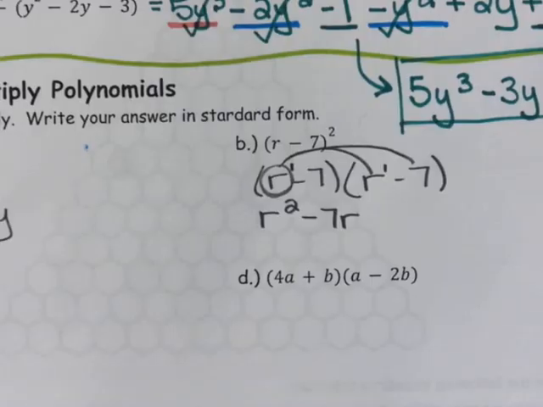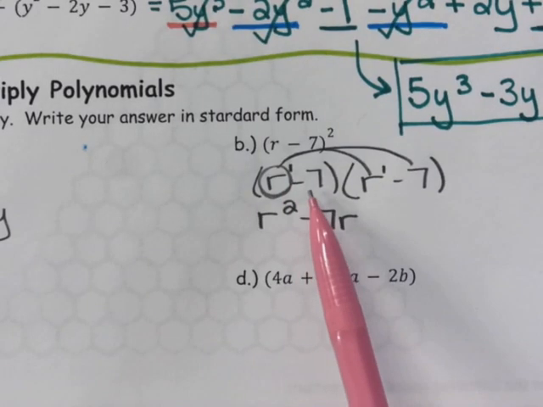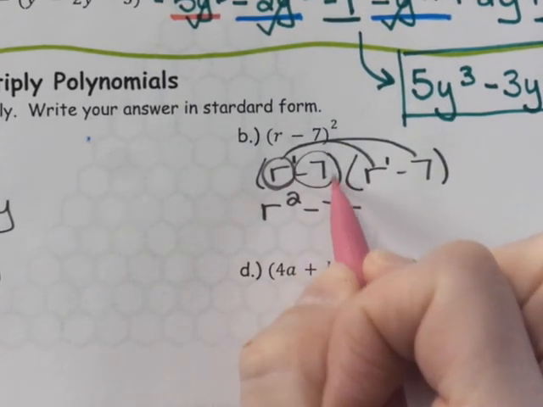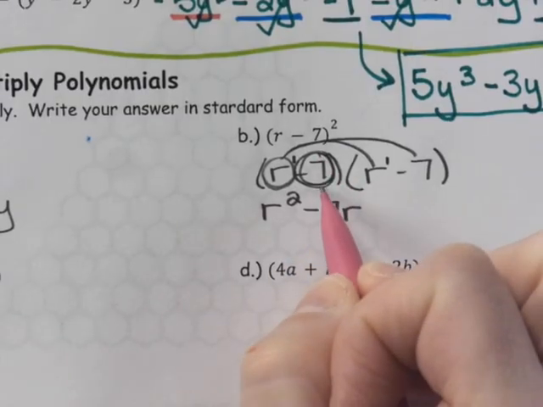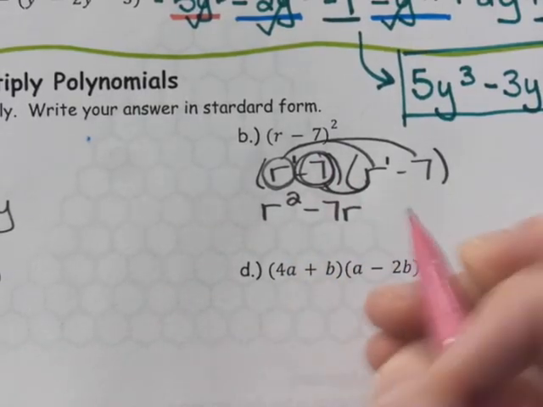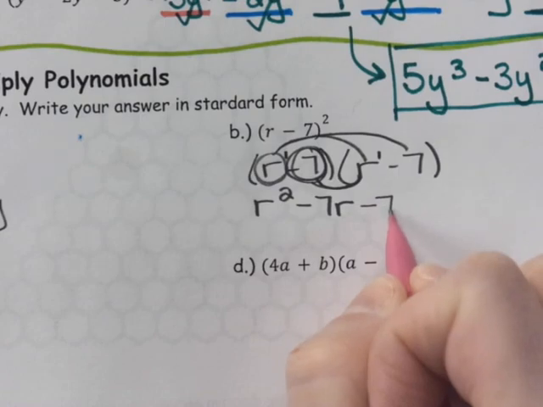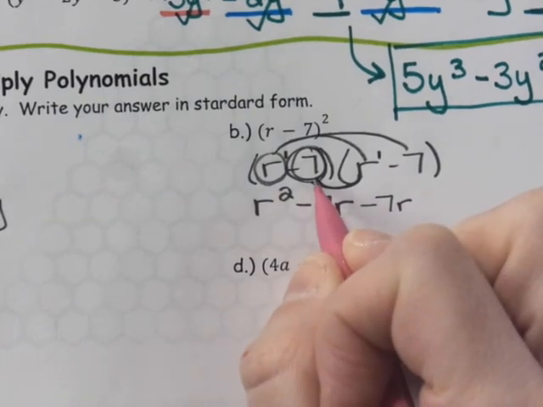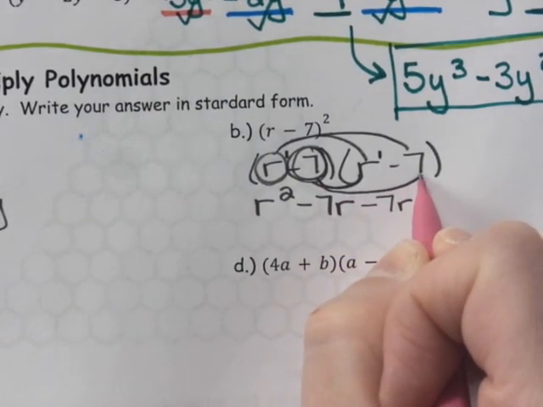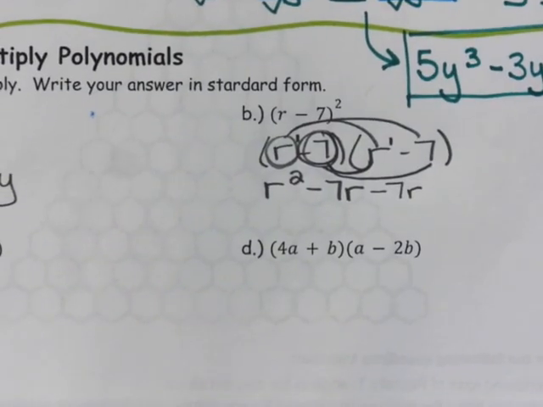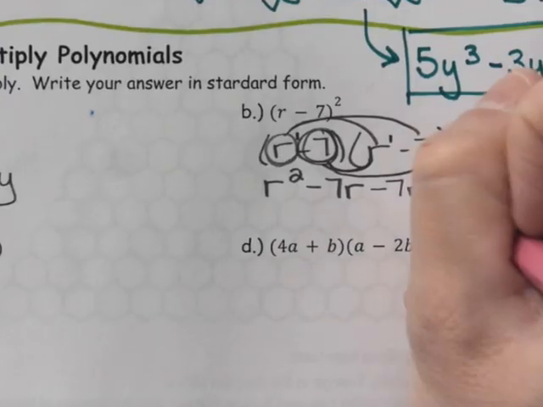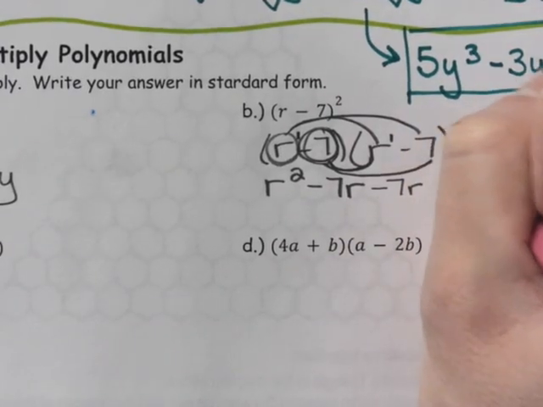Okay, so I took care of the r, and now I'm going to go back and take care of the negative 7. So now I'm going to deal with this term. Negative 7 times r is what? Yeah, we just kind of lived that a second ago, didn't we? And then we're going to multiply here. Negative 7 times negative 7. It'd be 7 squared, which is going to give me 49.